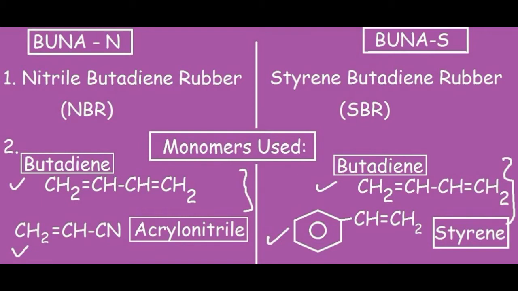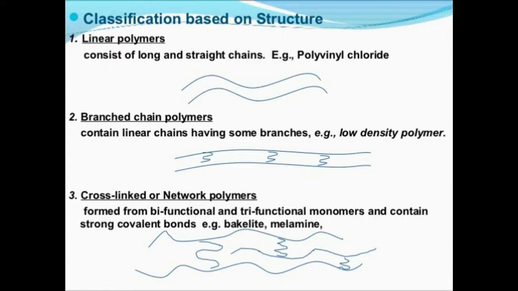Now let's study the classification of polymers on the basis of structure. We have discussed it is divided into three parts: linear polymers, branched chain polymers, cross-linked or network polymers. Linear polymers, as you can see in this picture, are long chains. That is, they are parallel to each other. They have very high density. They are straight chain. Example, polyvinyl chloride.